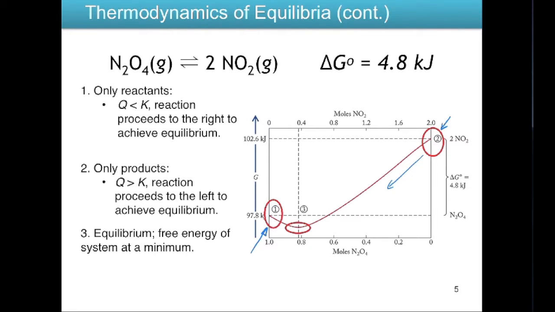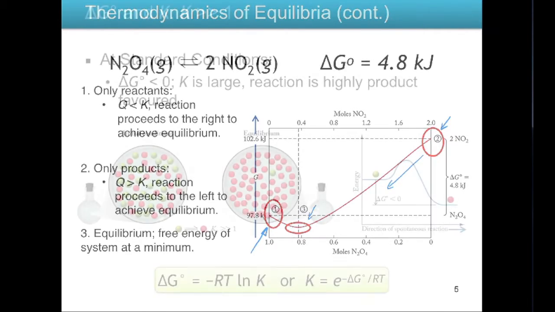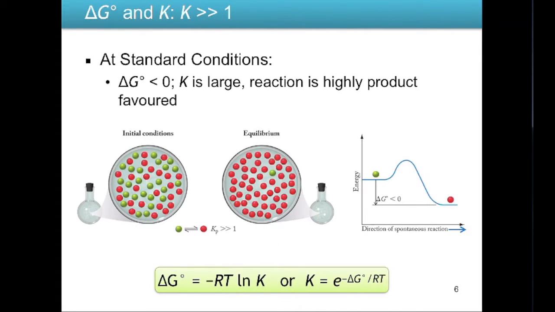And if the reaction is at equilibrium, then we're at condition 3, where the reaction has already reached the minimum energy. So the reaction has nowhere to go. It can't go to the right and it can't go to the left. So let's relate this back to our equilibrium chapter.